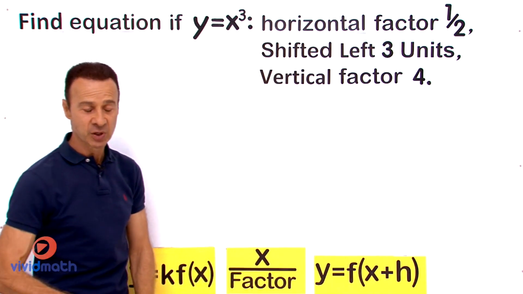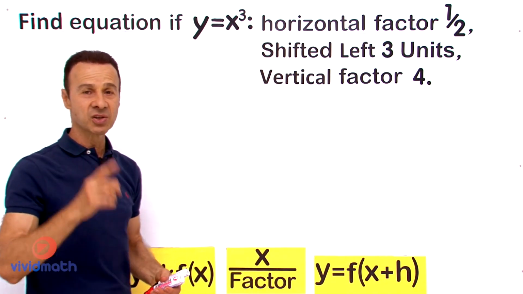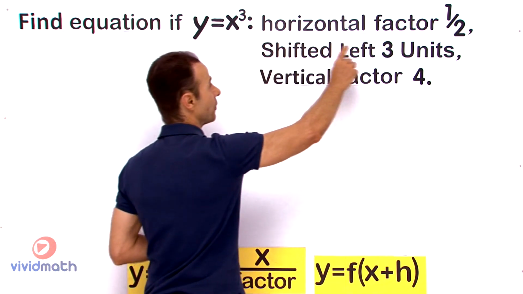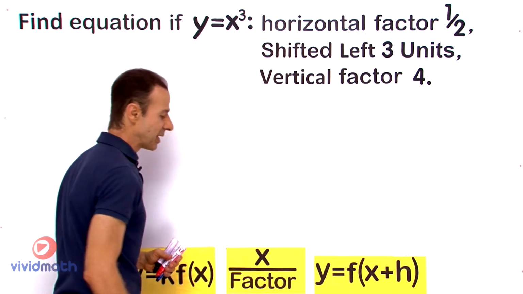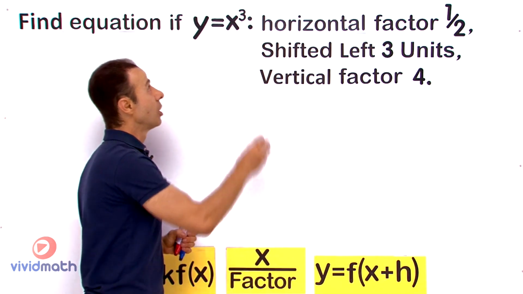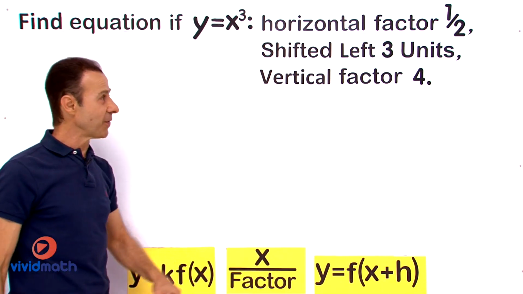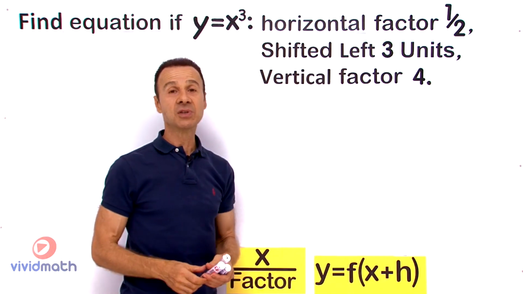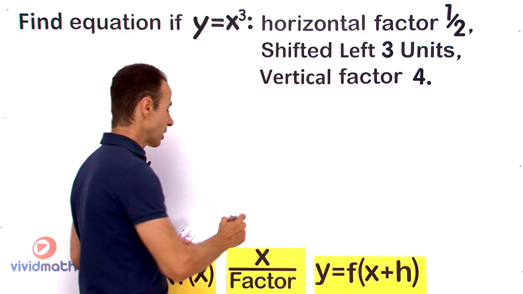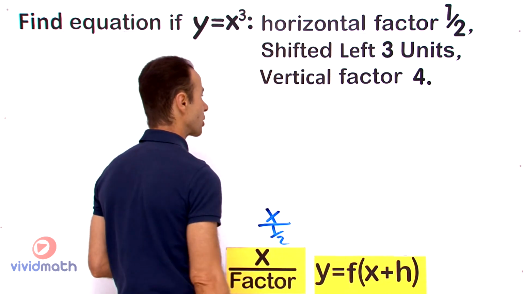So the 3 formulas we'll be using to help us apply these transformations. Number 1 is the horizontal factor of 1/2. We're going to use this formula here called the x factor. All you have to do is take the x component of your function and divide underneath it by the factor. And the factor here happens to be 1/2. So that means we're going to have something like this, x over 1/2. That's what's going to happen.